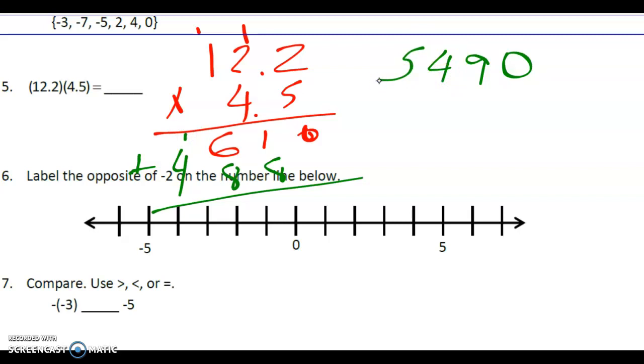Now, I know that I need a decimal. In order to determine where my decimal will end up, I count how many places are behind the decimals in the actual problem. So here I have 2 places behind the decimal. That means I will go 2 places to the left. And so my answer for this problem would be 54.90.